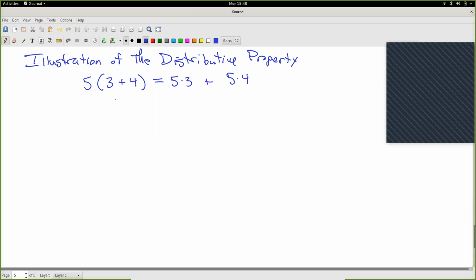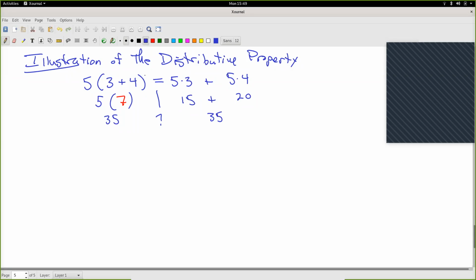And we can definitely use arithmetic to show it, but an illustration means draw a picture. But just the arithmetic for fun: order of operations says 3 plus 4 is 7. And then I can multiply that by the 5 and get 35. Whereas on the other side, I have 5 times 3 is 15, and I have 5 times 4, which is 20, which is another way to get 35 from the same set of numbers.